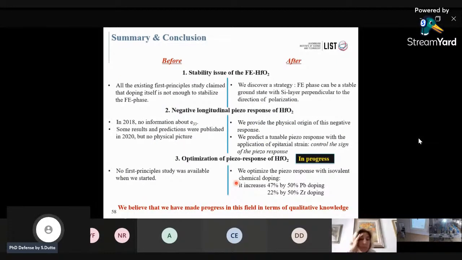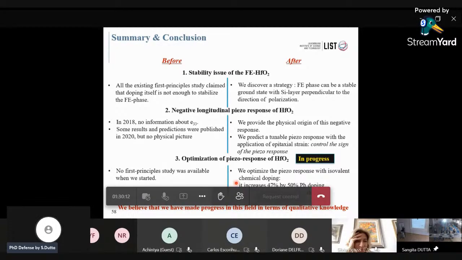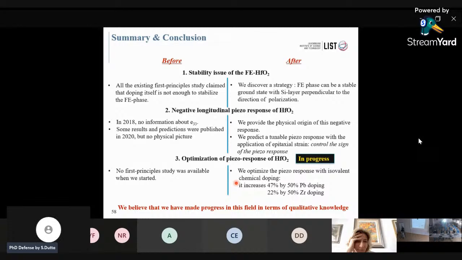So here I want to focus on what was not done before and what advancement this thesis has made. First, the scalability of the periodic phase. In the existing studies, they thought that doping itself cannot stabilize the periodic phase, but here we have found a strategy where you can stabilize this phase with doping, but it has some special height.